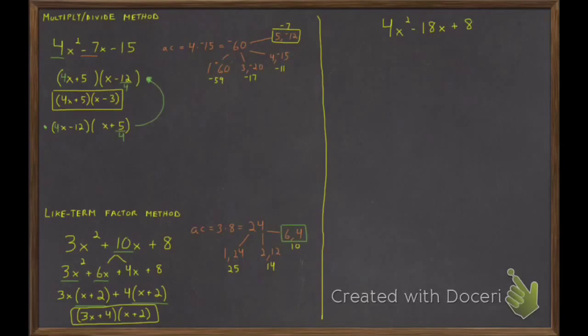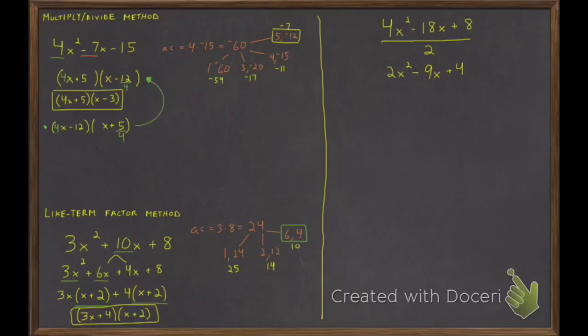Now, what do I mean by that? Well, if I divide by 2, 2 goes evenly into each of these numbers. 4 divided by 2 is 2, so we get 2x squared minus 18 divided by 2 is 9x, and 8 divided by 2 is plus 4. So I could simplify that quadratic to this new quadratic just by dividing everything by 2.